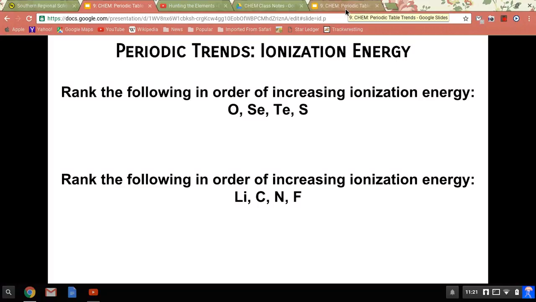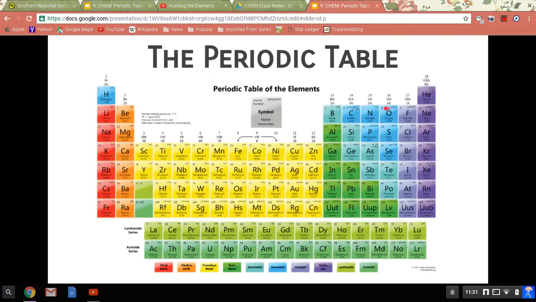energy. We're going to do the same thing that we did for atomic radius, but this time we're going to be looking at oxygen, selenium, tellurium, and sulfur. So remember, we want to go in increasing ionization energy order. Ionization energy, as you go down in the group, decreases. So the smallest ionization energy would be with tellurium, and then selenium, and then sulfur, and oxygen would have our highest ionization energy amount. Why don't you try to rank the next ones?